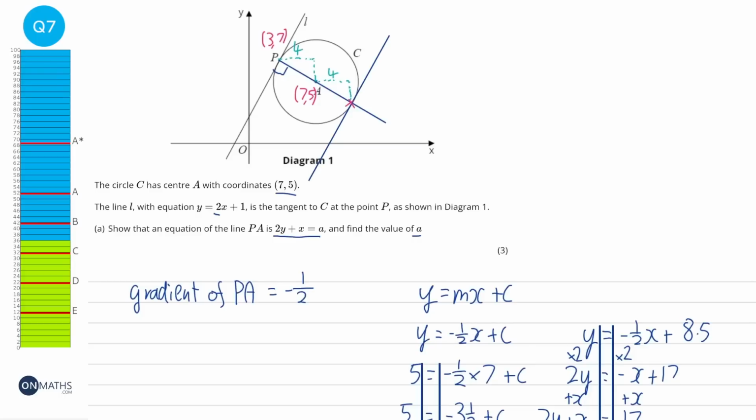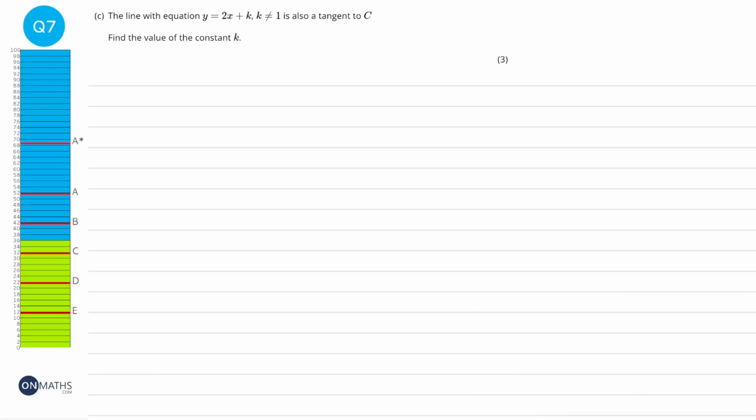So if we add 4 onto the centre bit, we get 11. And we're going to do the same for the y's. We know that the y for P is 7, and at the centre it's 5, so it's gone down 2. So it will go down another 2. And so 5 take away 2 is 3. So we know the coordinates will be 11, 3 for the intersection between the tangent and the circle.